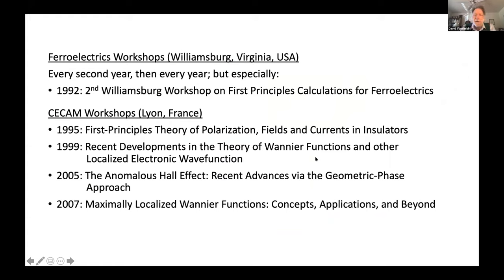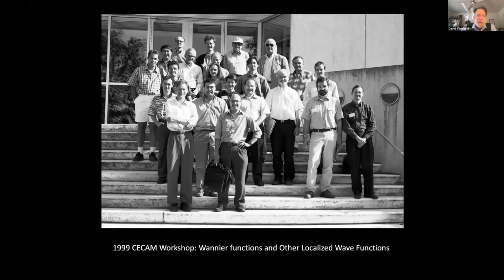The Williamsburg workshop was followed by other workshops, but I also want to emphasize that the subsequent developments, and by the way, our chairman Nicola was involved in many of these, were enormously supported by the CCAM workshops that at that time were all in Lyon, which was a wonderful place to visit also. There was this 1995 one on theory of polarization, then some on Wannier functions, anomalous Hall effect, more on maximally localized Wannier functions. All of these topics are really rather closely related in terms of their formal structure. And I'll just end by showing this lovely photo that Nicola found.